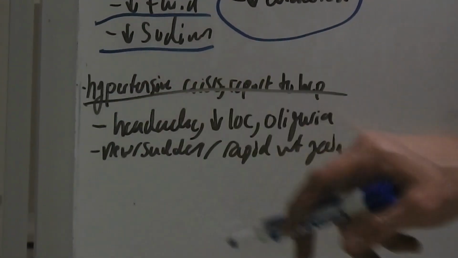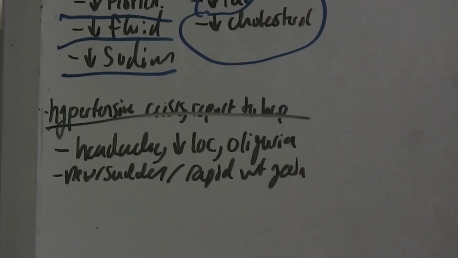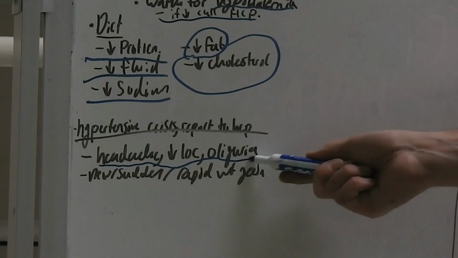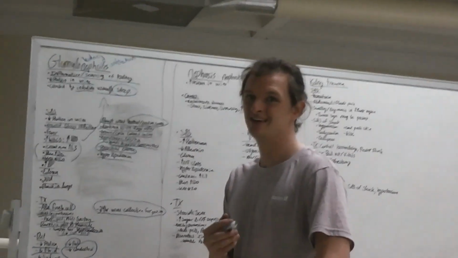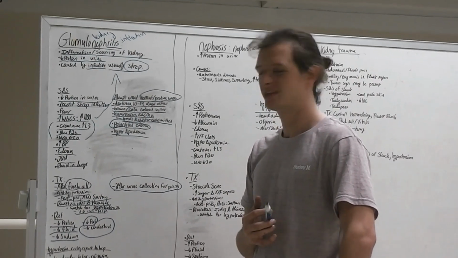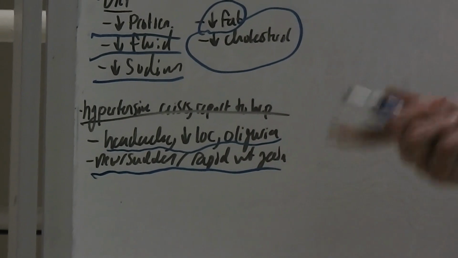Now, we got hypertension or hypertensive crisis. Now, we need to report these signs to the HCP. Headache, decrease in level of consciousness, oliguria, which means they're not peeing. How many milliliters an hour is normal, Kayla? 30. 30 milliliters an hour is normal. New, sudden, or rapid weight gain that comes from oliguria.